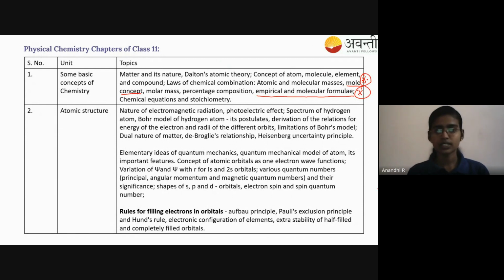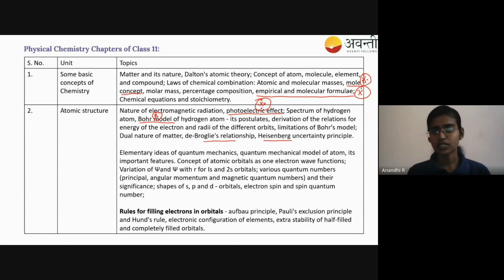Then coming to the second chapter, which is atomic structure. The nature of electromagnetic radiation and the photoelectric effect are given here. The photoelectric effect topic is very important. Okay. And next you're having Bohr's model of the hydrogen atom. So Bohr's model is again an important topic for both NEET and JEE. Then energy of an electron, radii, everything you'll be discussing under this Bohr's model, and the limitations of Bohr's model are there. And the de Broglie relationship, Heisenberg's uncertainty principle. So we have one formula here in each case.